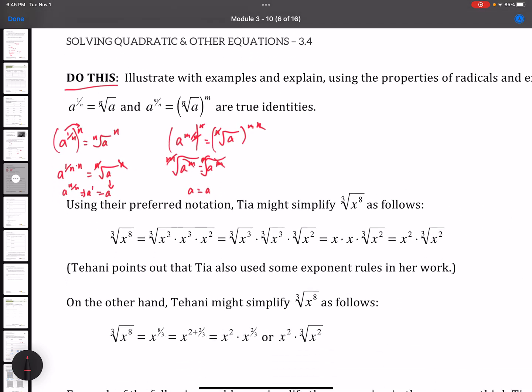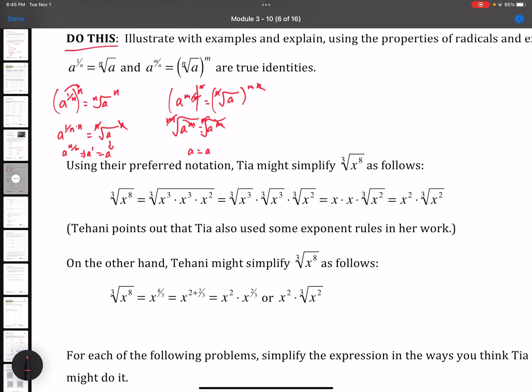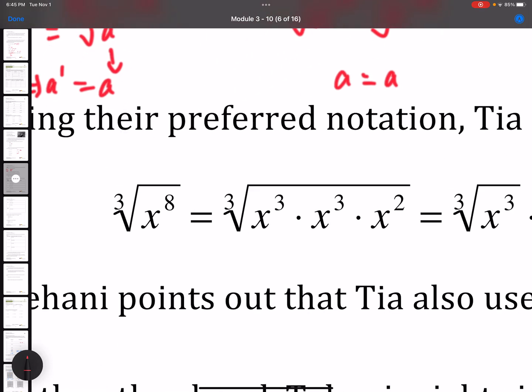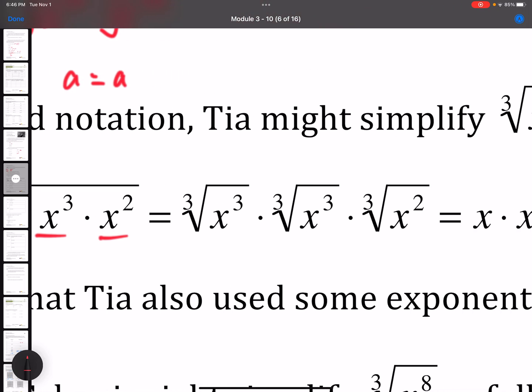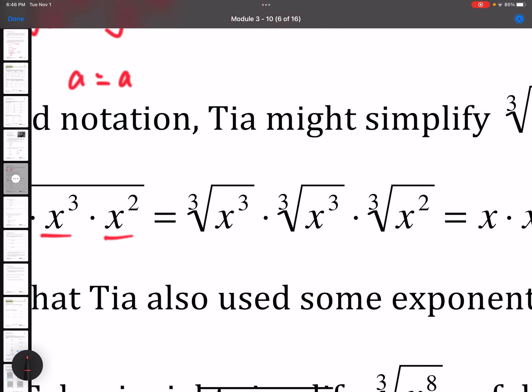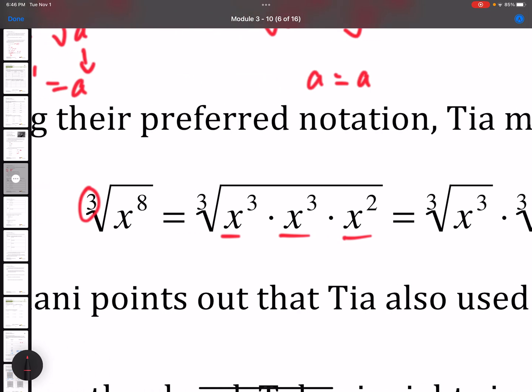But now, using their preferred notation, we're going to simplify radicals. So Tia would simplify the cubed root of 8x to the 8th as follows. She separates it out. She looks at what my root is, and then she separates this out into exponents that are the same as that root. Why? Well, using the multiplication properties, notice we've got 3 plus 3 plus 2, that equals 8. So that's how we were able to separate this out into its factors.